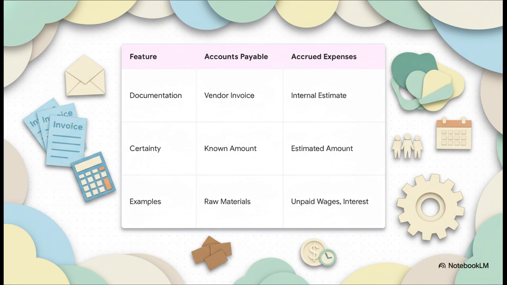Think of it this way. Accounts payable is for a bill you've already received. The amount is certain, it's sitting in the mail. Accrued expenses, on the other hand, are for benefits you've already used up but you haven't gotten the bill for yet. Think about salaries for your employees for the last week of the month. You owe them the money, you just haven't paid it. It's the matching principle in action.